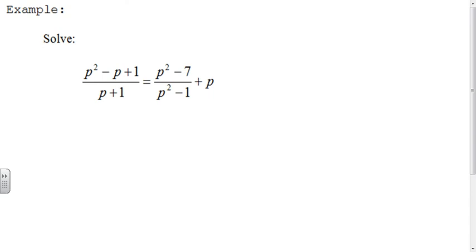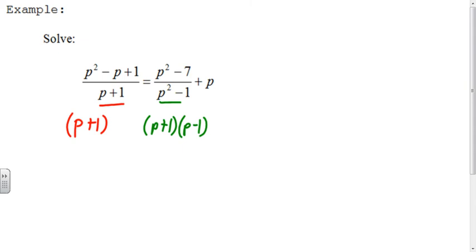So if we try this one again, in this case, we have a little more complex of our rational expressions. This one, we still need to find our LCD first. Remember, that's always the first thing we do. So it looks like this just factors down into p plus 1. This piece factors into p plus 1, p minus 1, because it is a difference of squares.